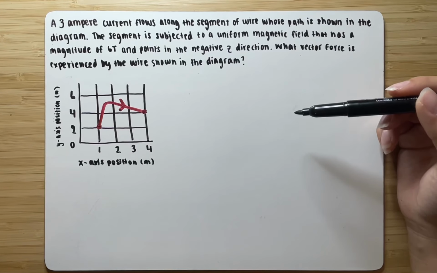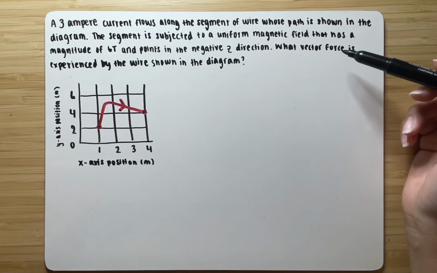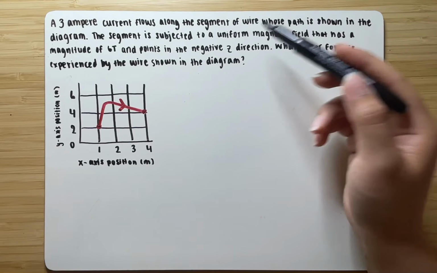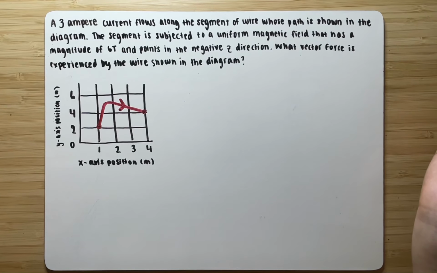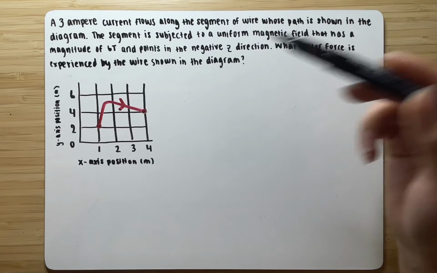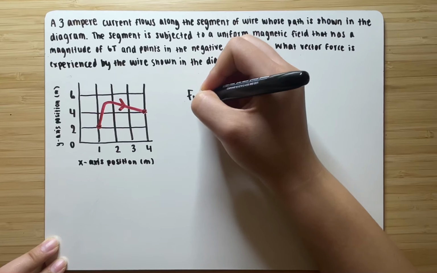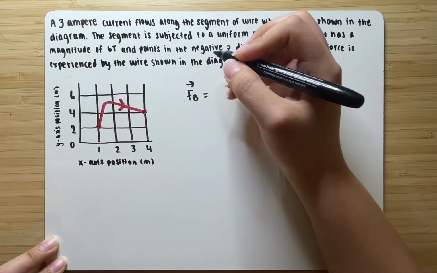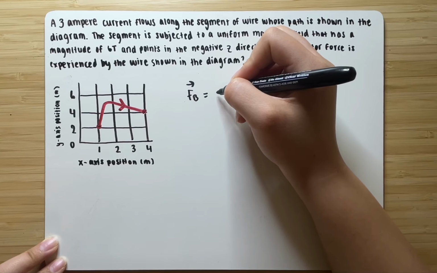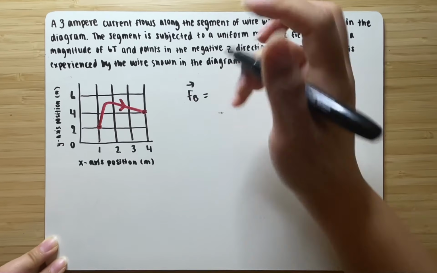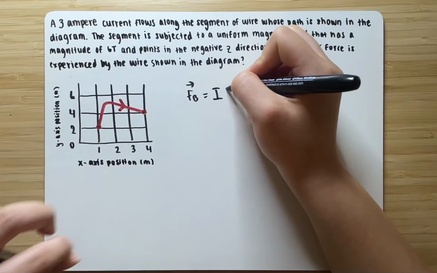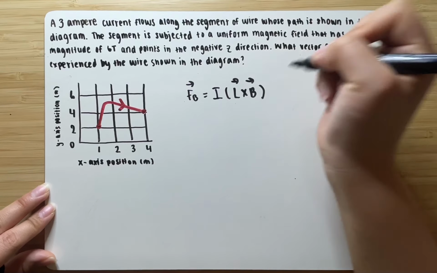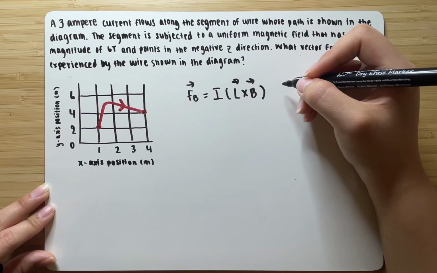Okay, so this question is asking for vector force, which in this case is going to be a magnetic force, and it's given us the segment of wire, and it's given us the magnetic field. So the equation to find the magnetic force is going to be the force of the magnetic field is equal to the current times the cross product between the line segment and the magnetic field vectors.